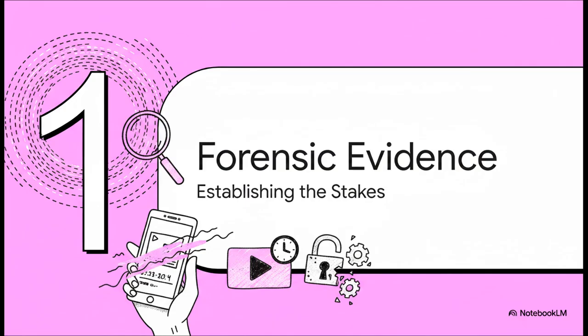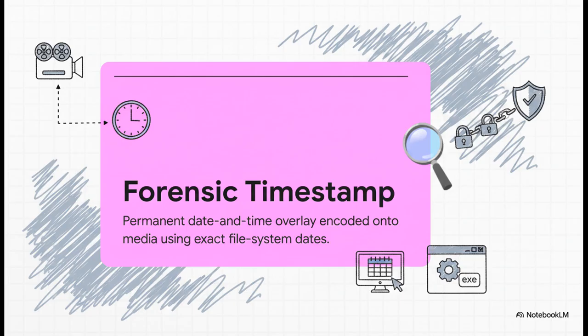Let's kick things off with Section 1, the need for forensic evidence, establishing the stakes. So, what we're really talking about here is a forensic-grade timestamp. Now, this isn't just some hidden metadata buried deep in a File Properties tab. It is a permanent date and time overlay that is encoded directly onto the media files themselves. It uses exact file system dates, and it completely prioritizes accuracy, transparency, and user control. It helps to think of Video Timestamp version 3 as your own self-contained digital notary. It doesn't need any complex external Python installations. There are no weird third-party plugins. It's just a standalone Windows executable that visually locks in the truth of your media.